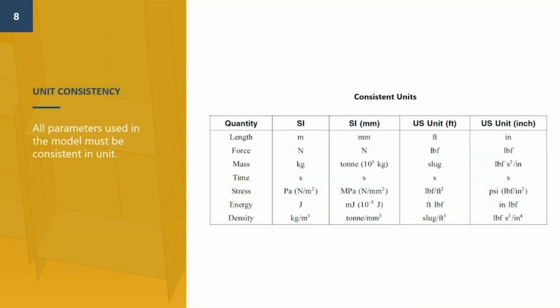Before we sketch the part, you need to know about the unit consistency in the ABAQUS software. ABAQUS does not recognize any specific unit for all of the parameters used in the model. However, all of the parameters that you define must be consistent. This table shows the unit consistency to be used in the modeling. For this example, we are going to stick with the unit, millimeter.